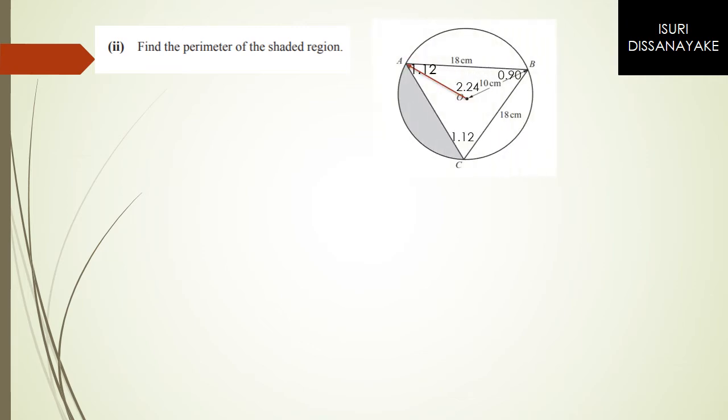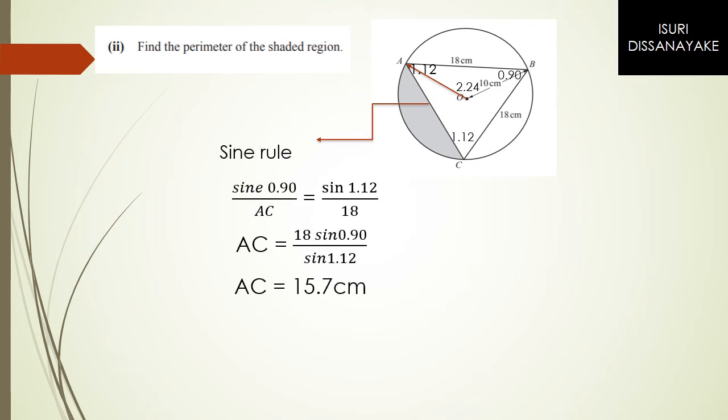So you have to find the length A to C, which is the straight edge. Also you have to find the length of the curve arc A to C. So when I have to find the length A to C, the straight edge, I will use the sine rule. But for me to use the sine rule, I have to know small things regarding this triangle. This triangle is an isosceles triangle.